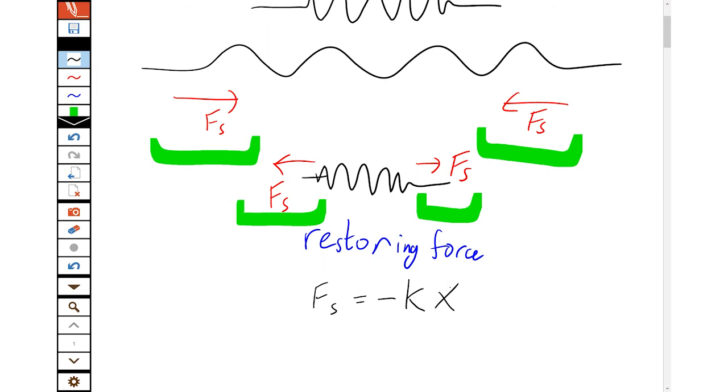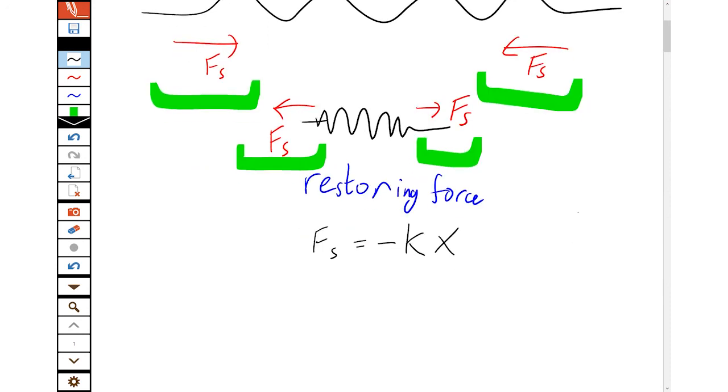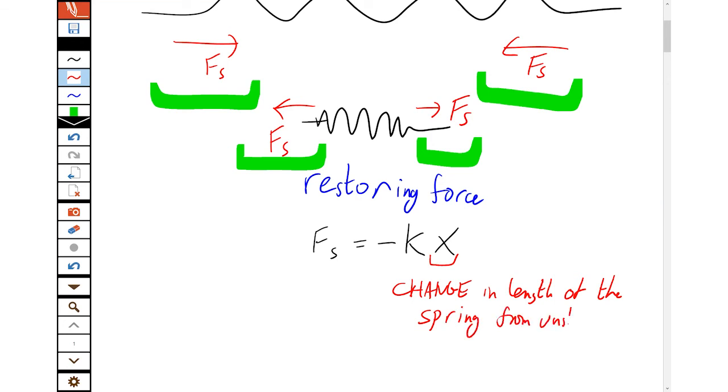Because if you just say Fs equals minus Kx, well, x just looks like a regular distance. But this distance, x, is the change in length of the spring. And that's the change in length of the spring from unstretched.